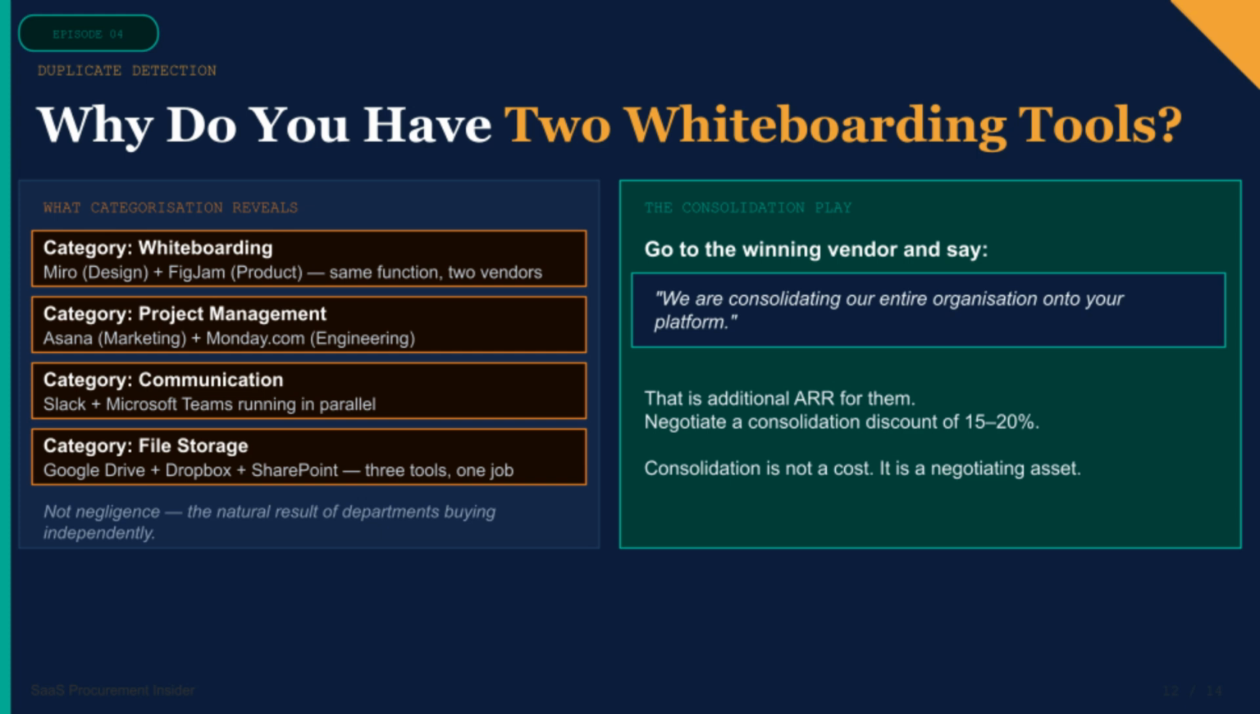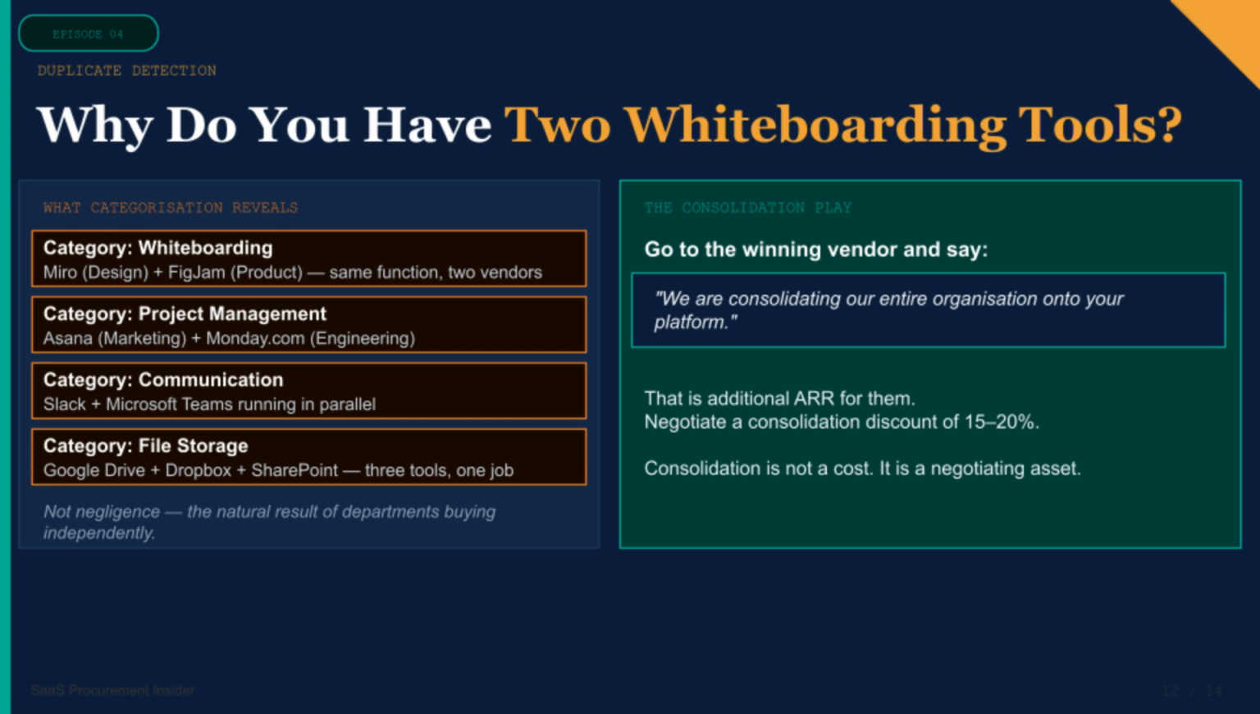When you identify a duplicate, go to the winning vendor and say, "We are consolidating our entire organization onto your platform." That is additional ARR for them. Use it to negotiate a consolidation discount of 15 to 20% on the expanded contract. Consolidation is not a cost. It is a negotiating asset.